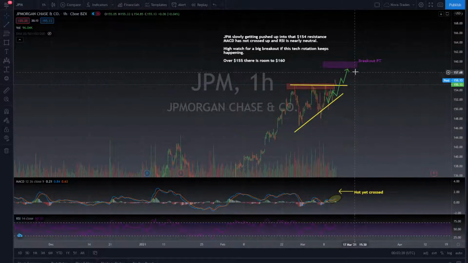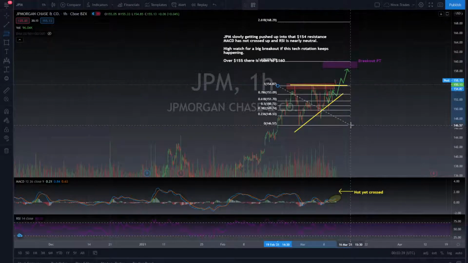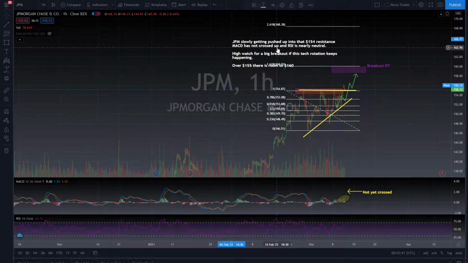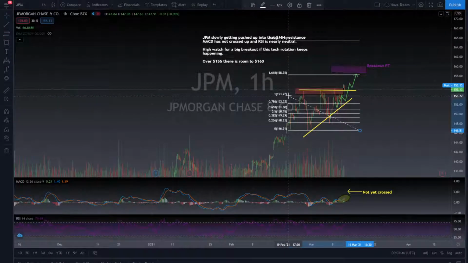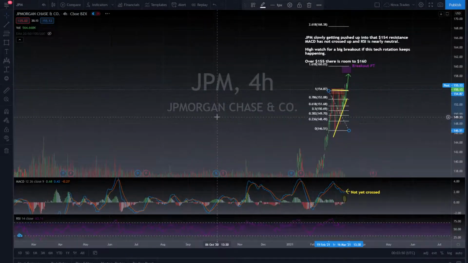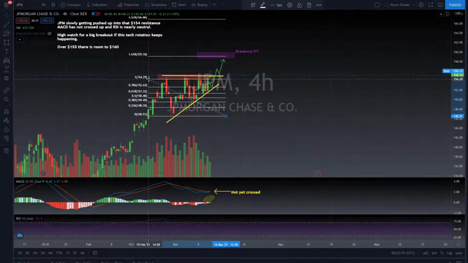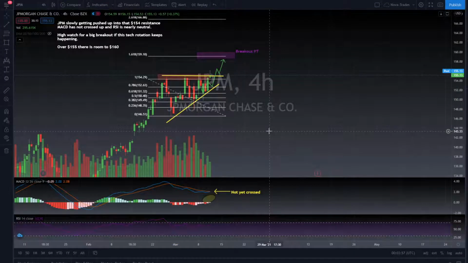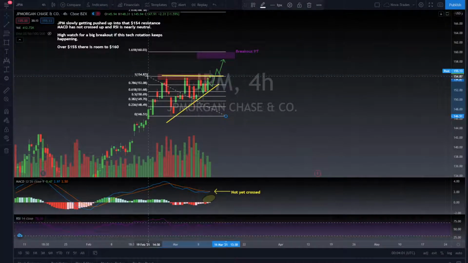Yeah, my PT on JPM is $159. The reason I have that PT is if you take the swing high and the swing low, that puts us right at about 160 bucks. On the 4-hour, it's about 160, and on the 1-hour, on this level, it's about 159, higher time frame. But if I went from the wick, yeah, about 160.